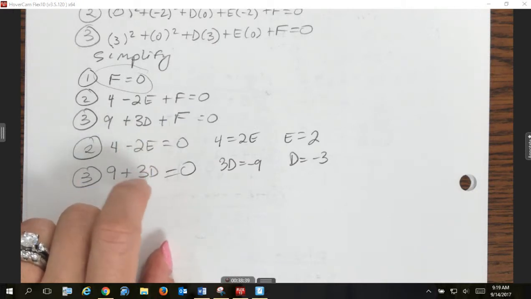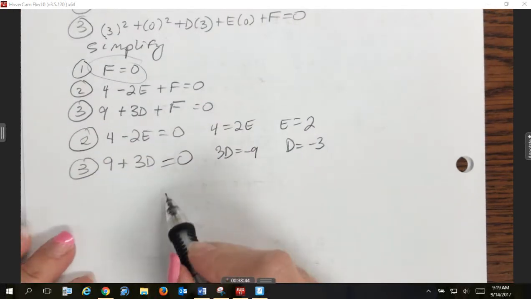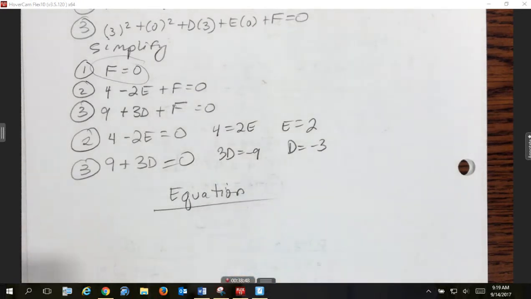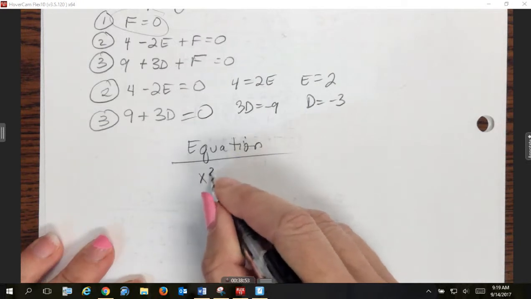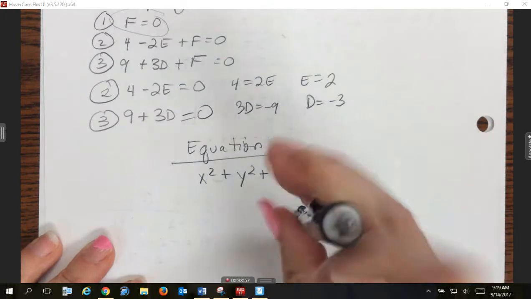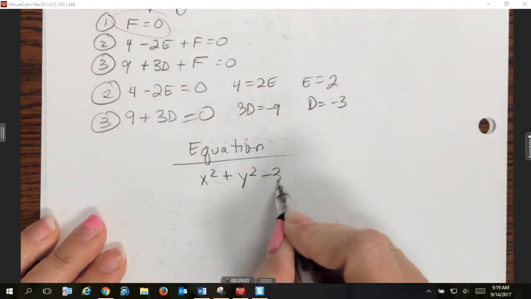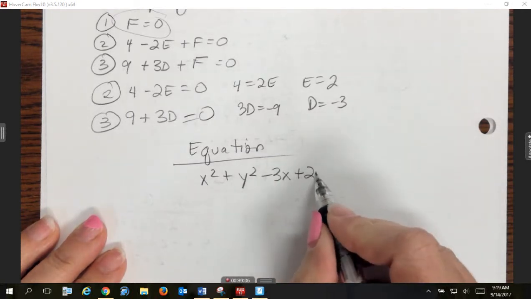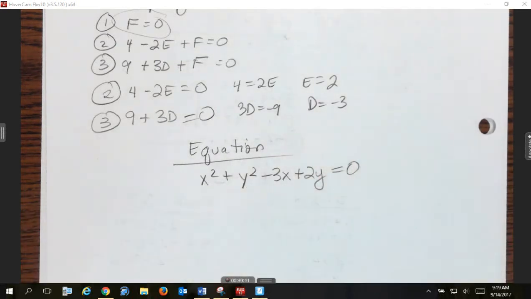I'm going to show you how to check it using technology also. So I'm going to write my equation. This one can't really even check. There's not even anything to do to check it. So the equation x squared plus y squared plus, we're going to plug in d, so that's going to be minus 3x. And then E is 2, so plus 2y. And then F is 0, so I don't have to write it, equals 0.